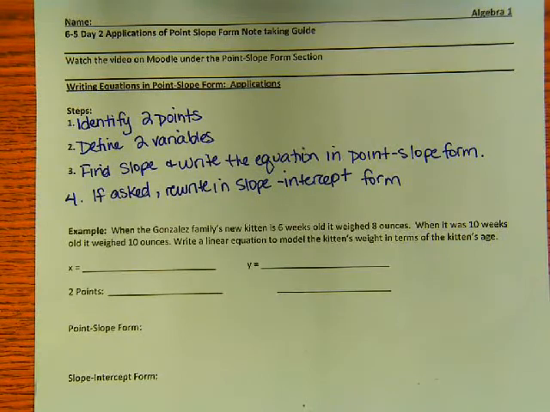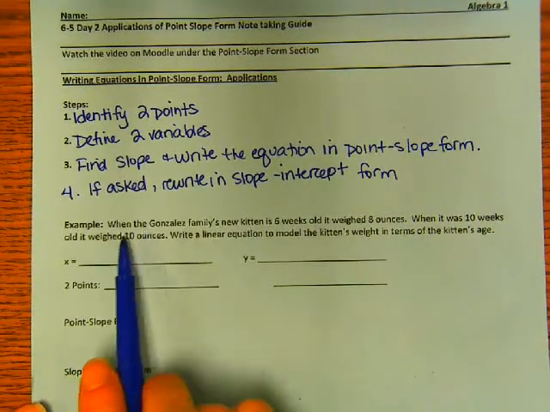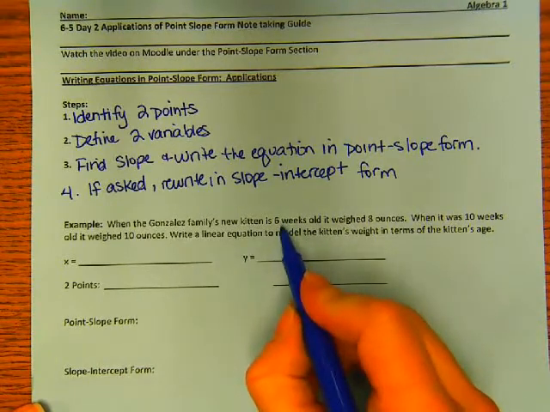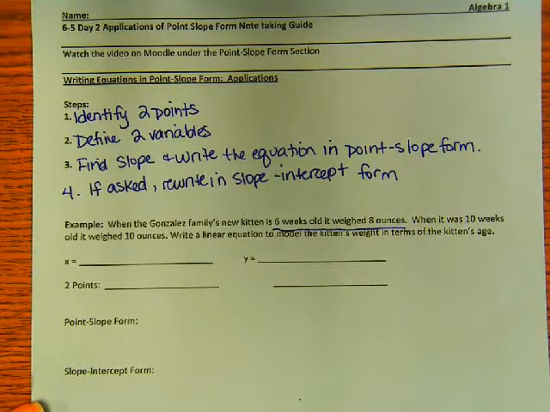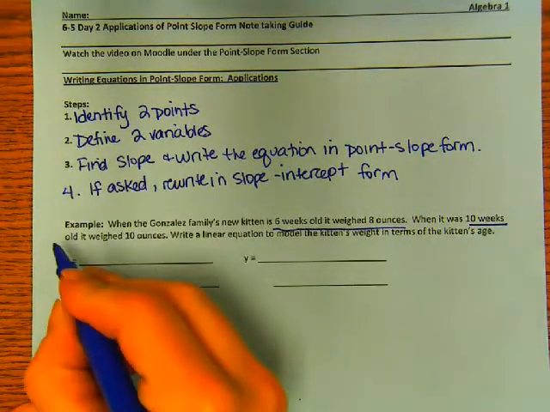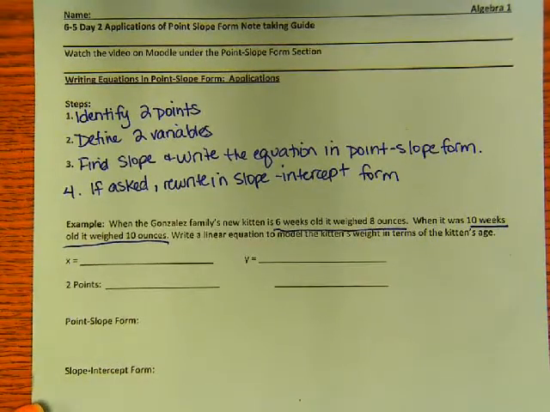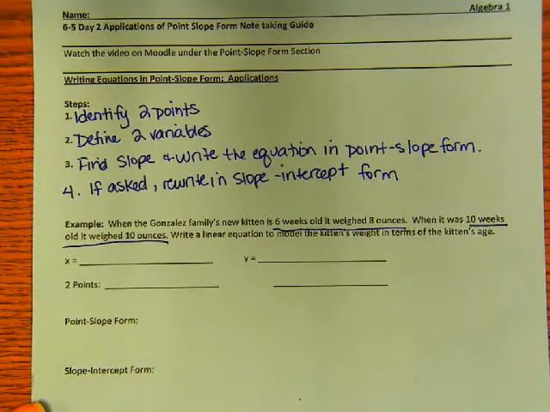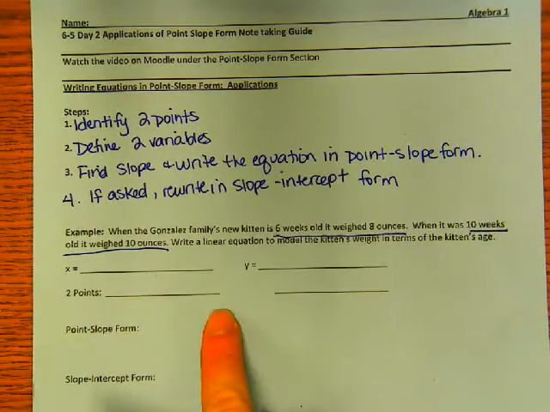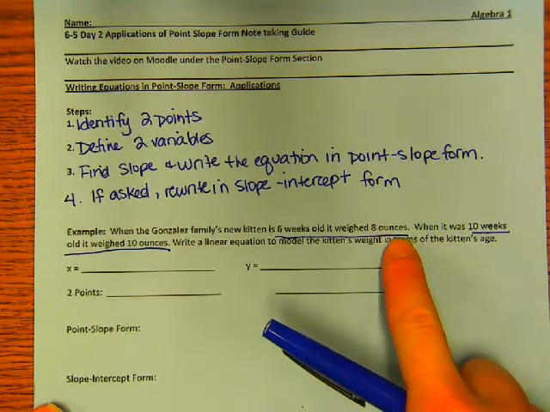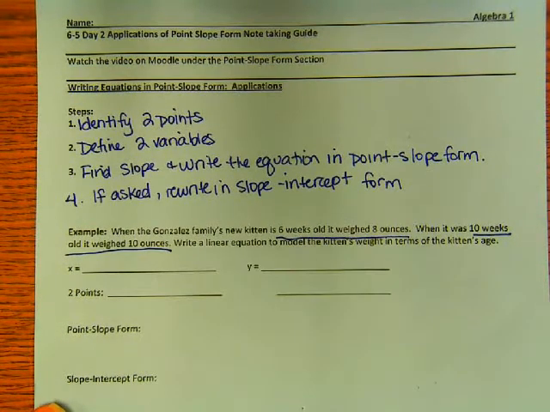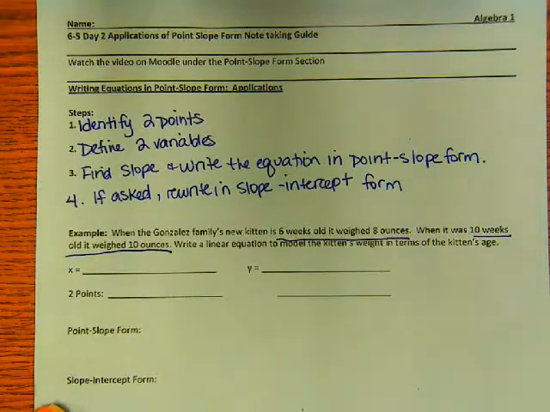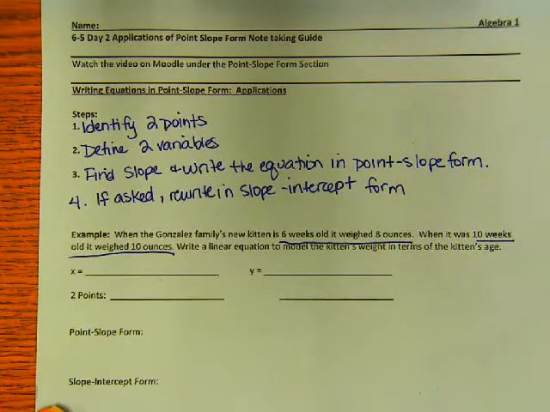So I have my 2 points. It says when the Gonzalez family's new kitten is 6 weeks old, it weighs 8 ounces. I'm going to underline that. And when it was 10 weeks old, it weighed 10 ounces. Write a linear equation to model the kitten's weight in terms of the kitten's age. The weight most likely depends on the age, if you think about something that has just been born, like a baby or a kitten. The older it gets, typically, especially in the beginning of its life, it's going to gain weight.